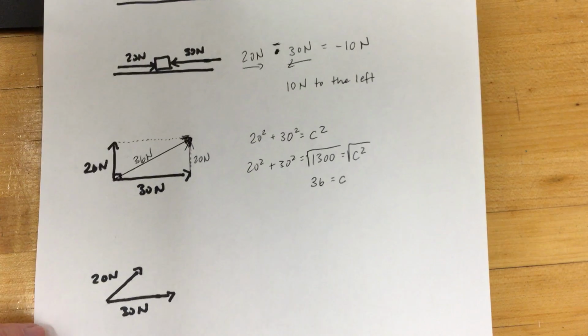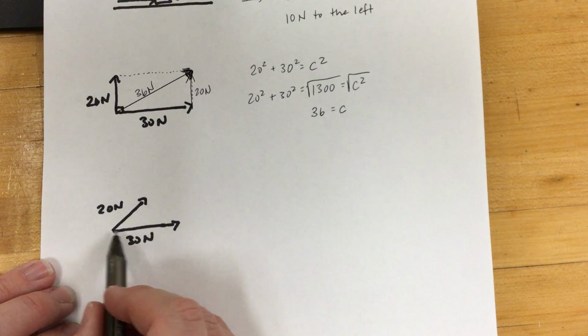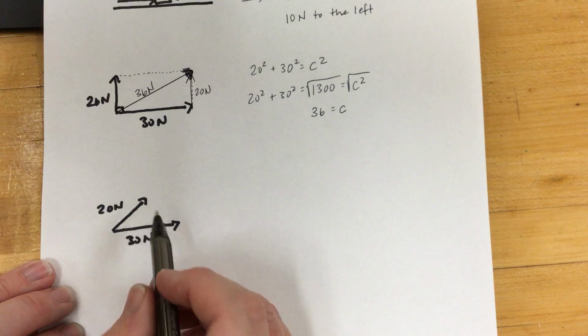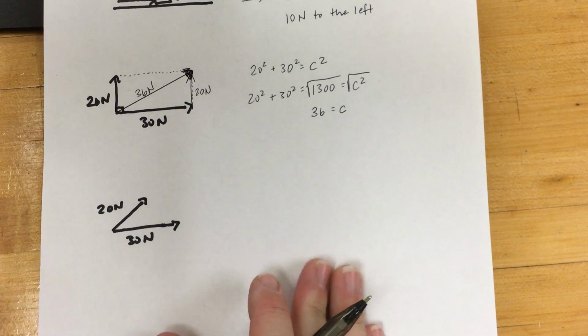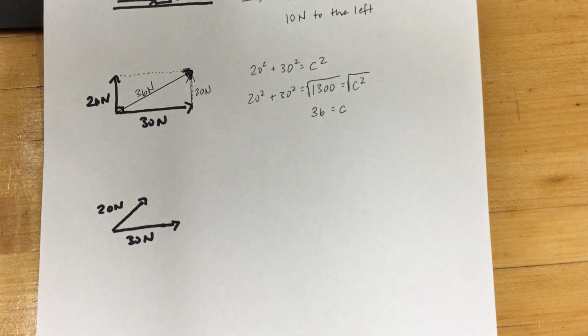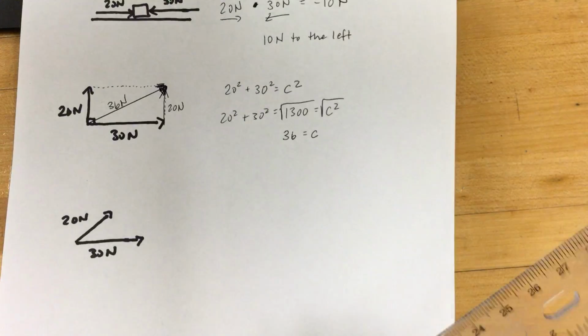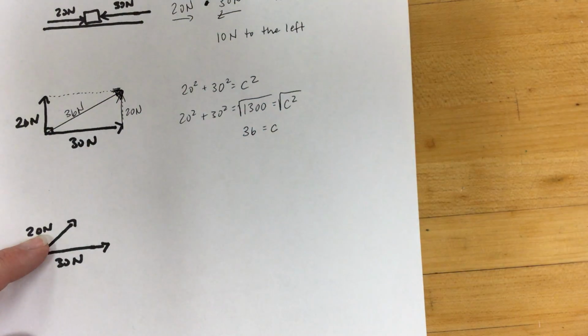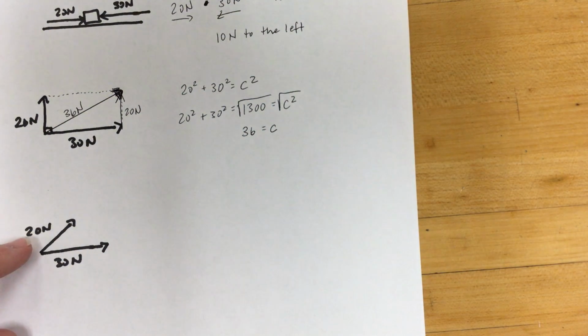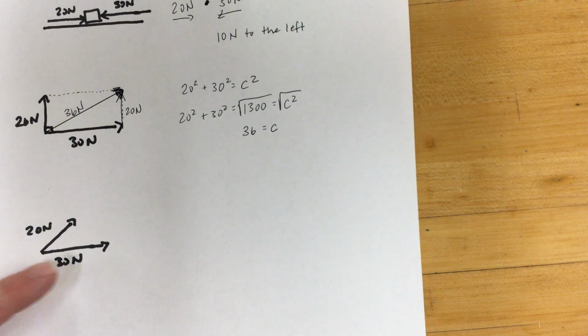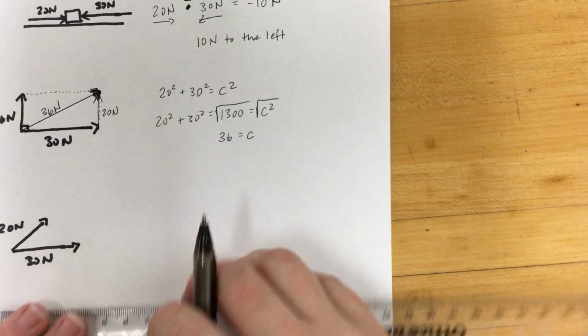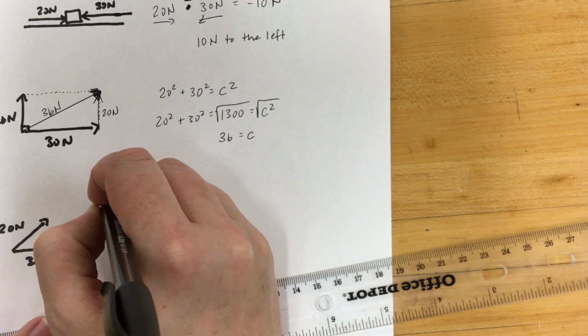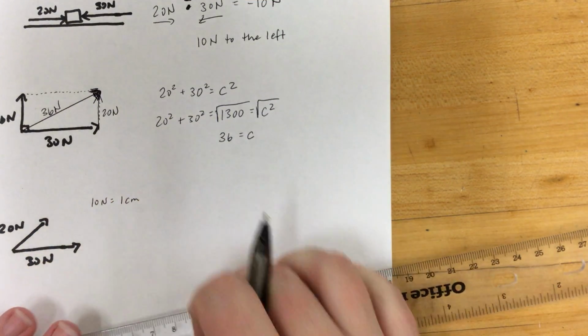Now the last way that we have is dealing with something that is at an angle that's not a 90-degree angle. You can break it up mathematically and figure out exactly what you have, but what we're going to do is measure it. My line here is not 20 centimeters, sorry. It's 2 centimeters, 10 newtons per centimeter. 3 centimeters here, so 10 newtons per centimeter. I'll write that here: 10 newtons equals 1 centimeter.